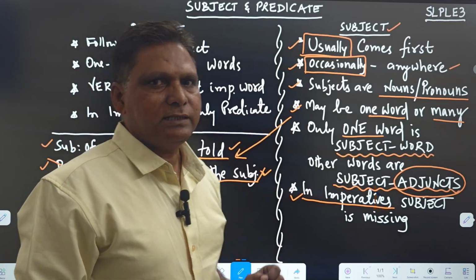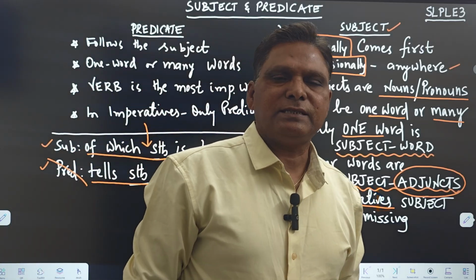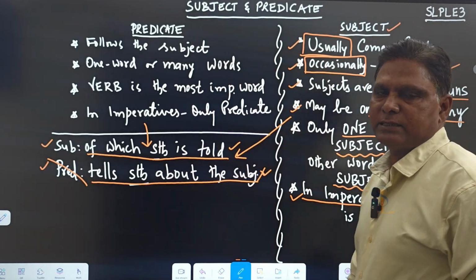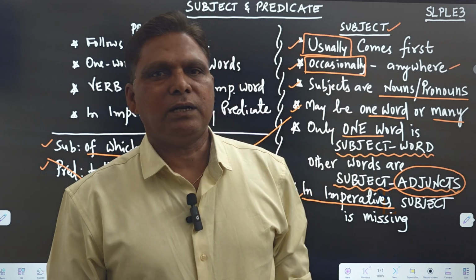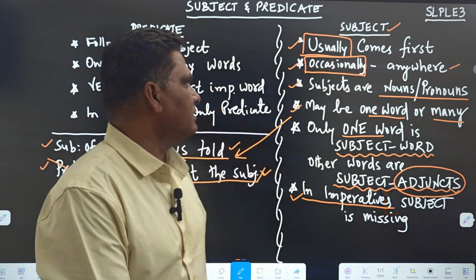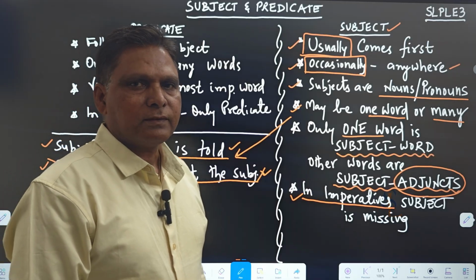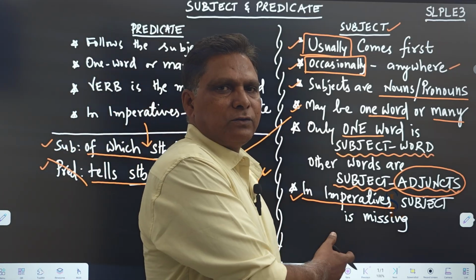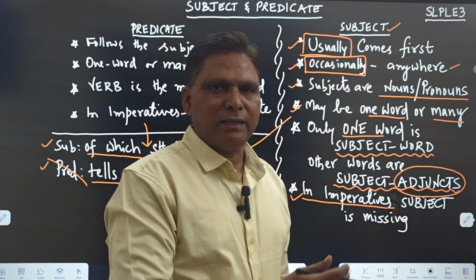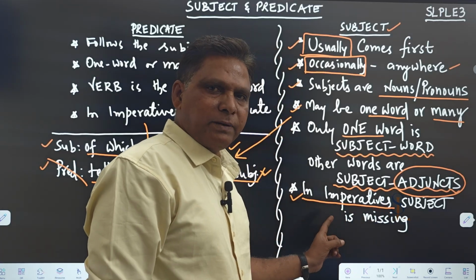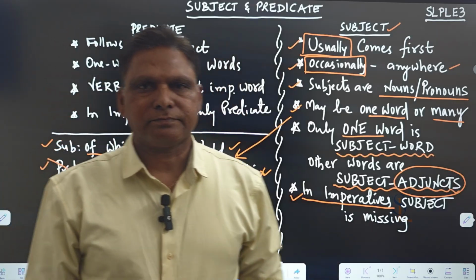Okay, so if you just recollect: the subject is a word or part of the sentence that comes first. Occasionally it may be put anywhere. Subjects are usually nouns or pronouns, but not all nouns or pronouns are subjects. The subject word is always one word. If there are many other words besides the subject word, they are all called subject adjuncts. In imperatives, the subject is missing.